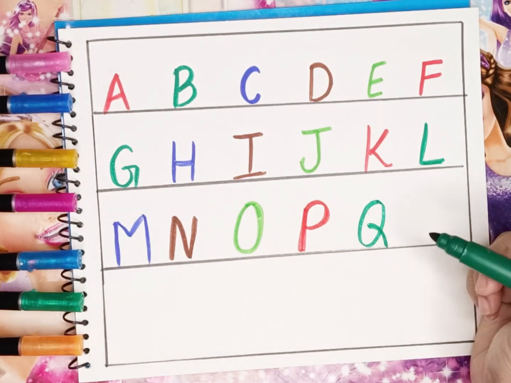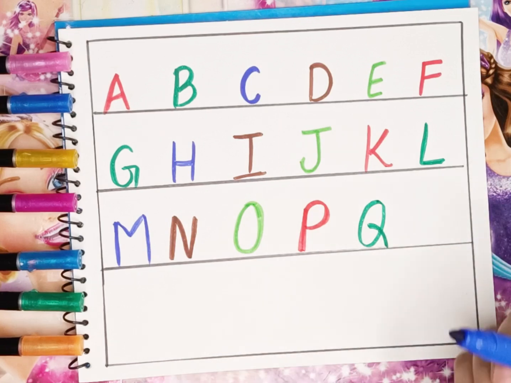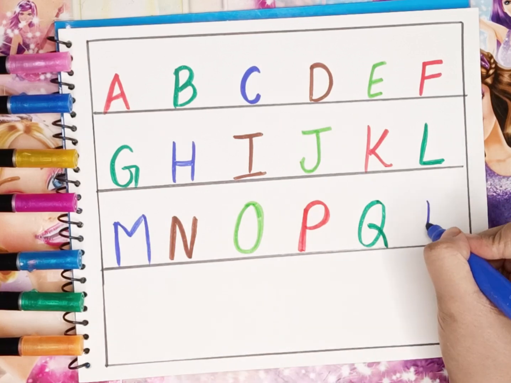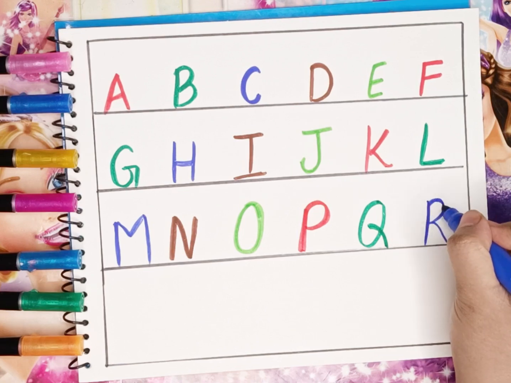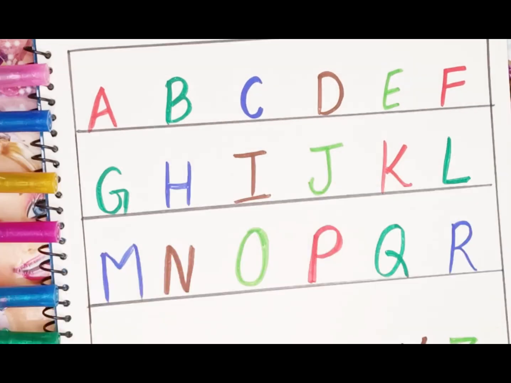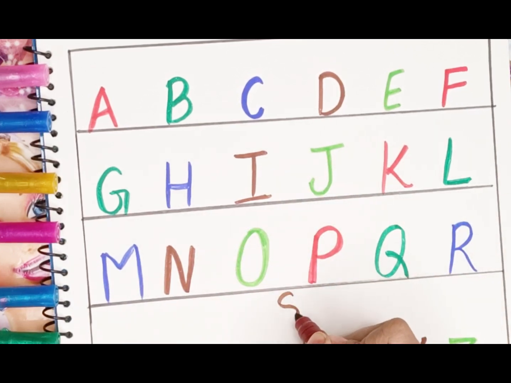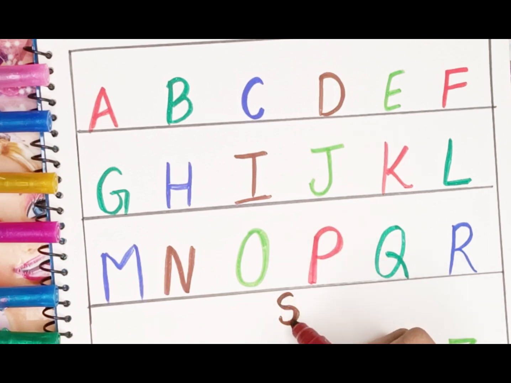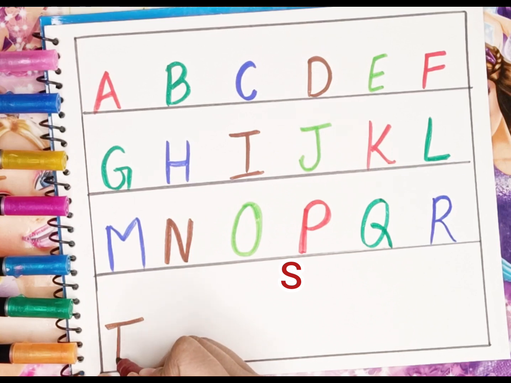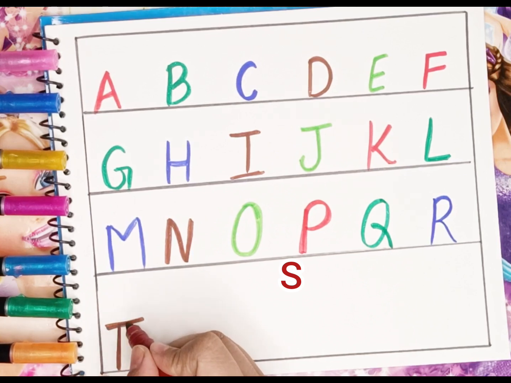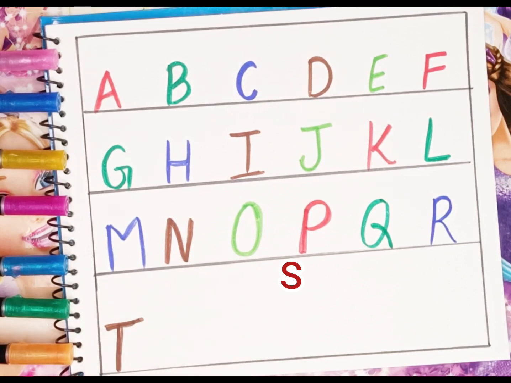Q for queen, Q for queen. R for rose, R for rose, brown color. S for star, S for star, brown color. T for tiger, T for tiger.